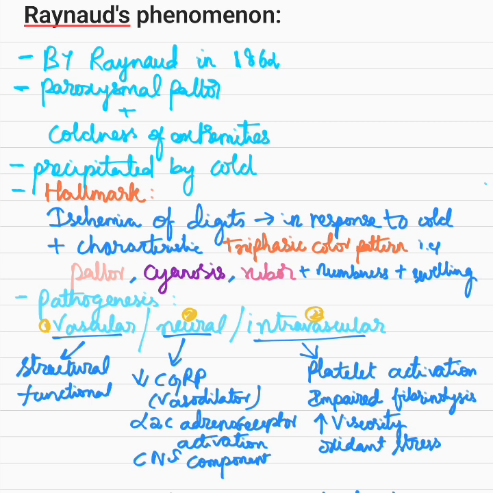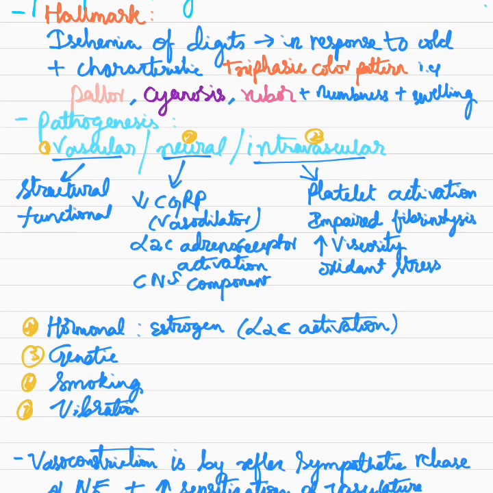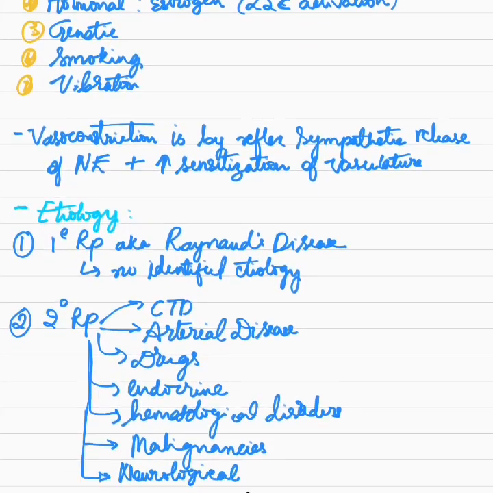Coming to the intravascular causes, platelet activation, impaired fibrinolysis and increased viscosity of blood along with oxidant stress also play a role. The hormonal factors include estrogen, which causes alpha 2C activation. There can be a genetic involvement. It can be associated with smoking and also vibratory stimuli. The vasoconstriction in Raynaud's phenomenon is by reflex sympathetic release of norepinephrine along with increased sensitization of the vasculature.